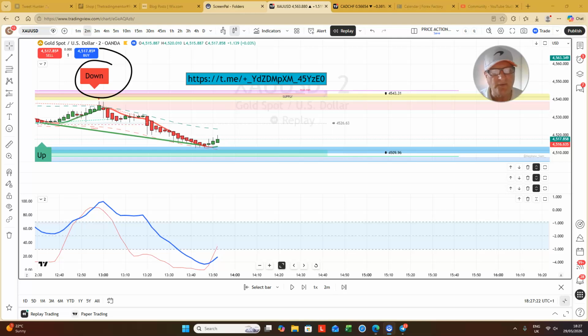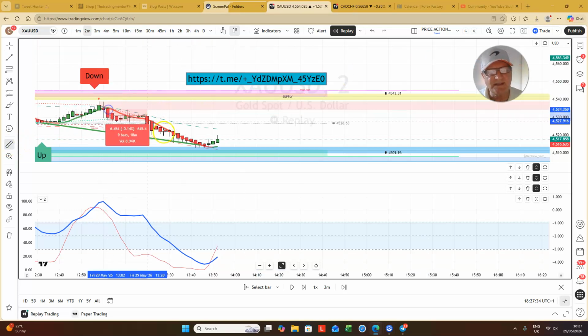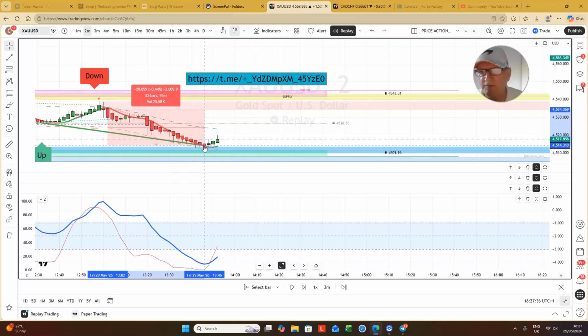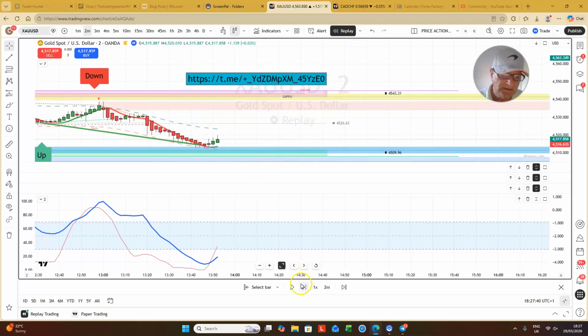Whenever we see a down signal, whenever we see the price fall below supply, and we see this combination, then the price falls. That is just 205 pips. Let's wind forward, shall we, and see what happens next. We've got a buy signal.